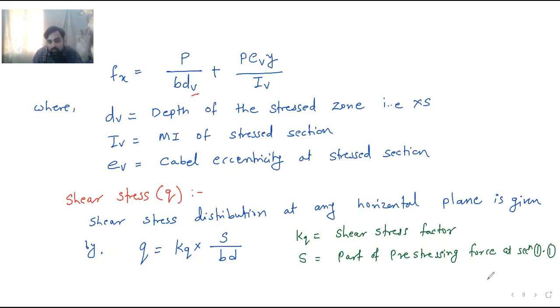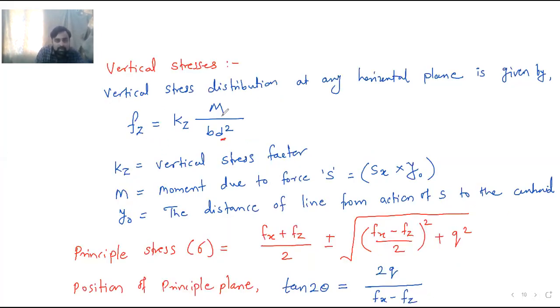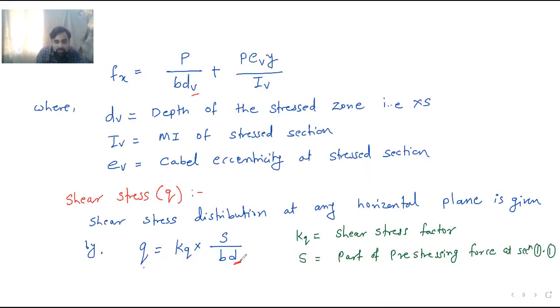If you look at the formula, while calculating the shear stress, d is the depth. Here also Fz is Kz M upon BD square, here d is the depth, it is not dV. In the formula of Fz also d is the depth, and in the formula of q also d is the depth. The derivation of this formula is not there for your syllabus.